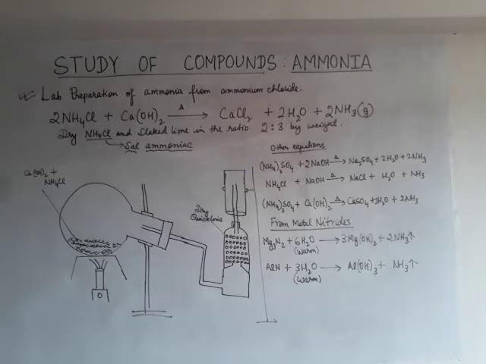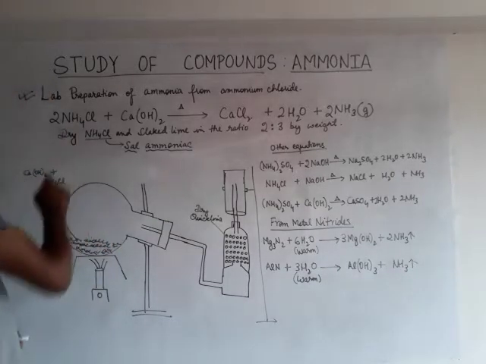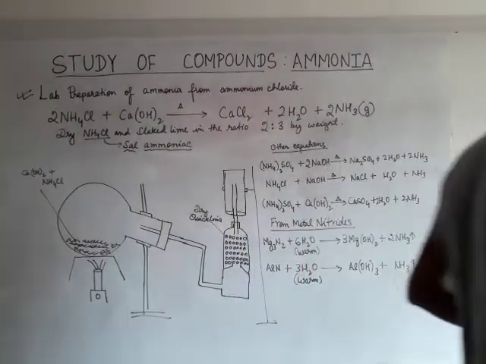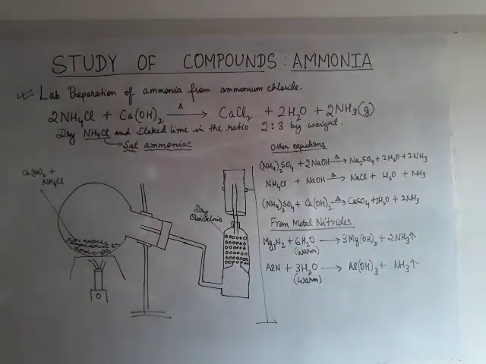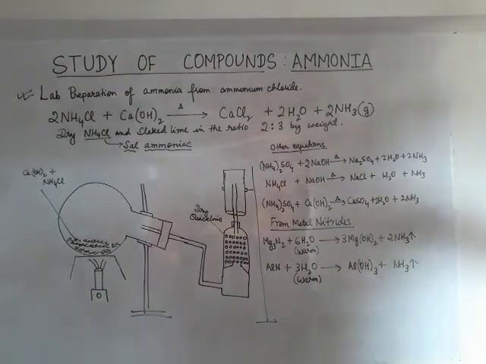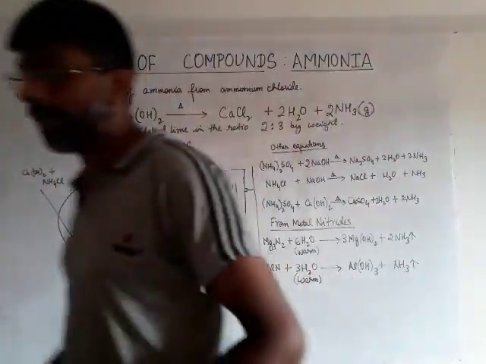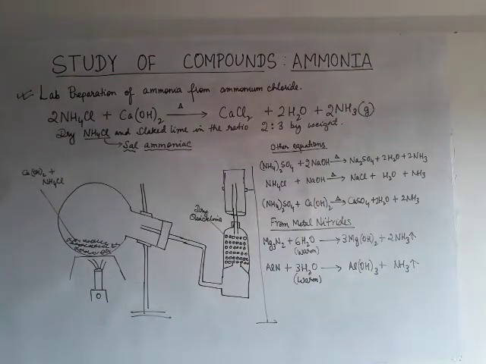Now, as you can see on the board, I have written down the lab method of preparation of ammonia from ammonium chloride. The equation is 2NH4Cl plus Ca(OH)2, forming calcium chloride, water and ammonia gas. If you look at the equation carefully, it is already balanced and we need heat energy.